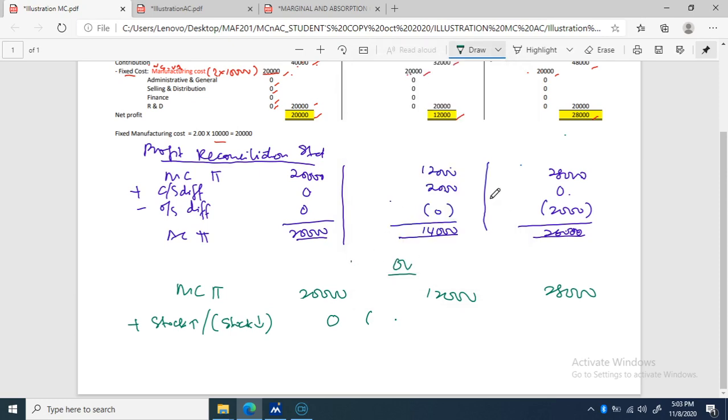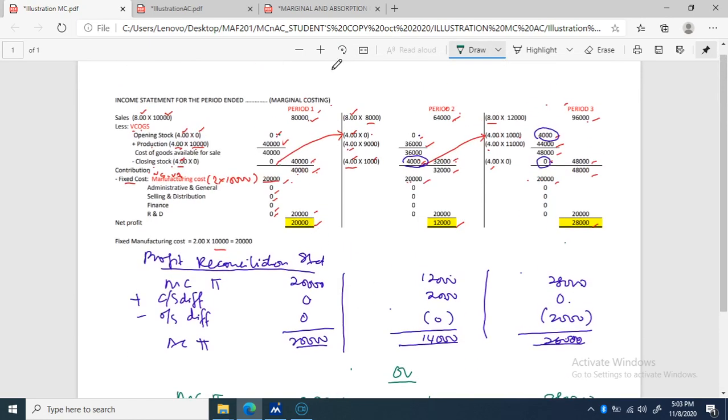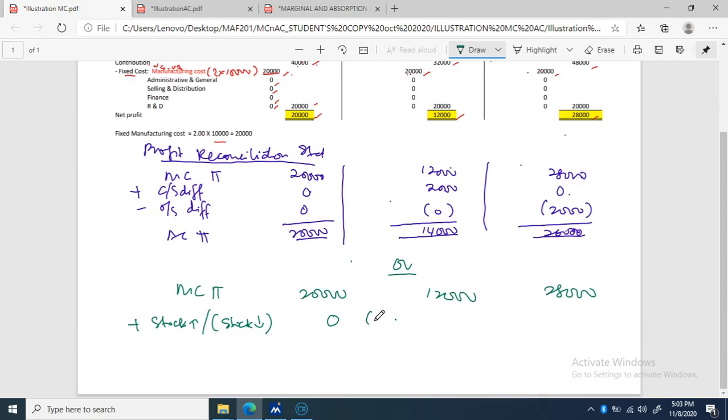Okay, 1,000 here. It's an increase from 0 to 1,000, so 1,000 units. Okay, 1,000 units times 2 ringgit fixed overhead production, so you get 2,000. So stock increase, we plus.